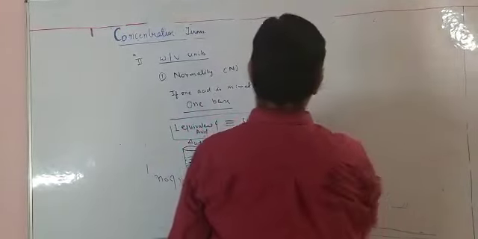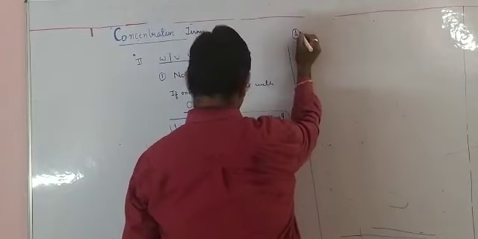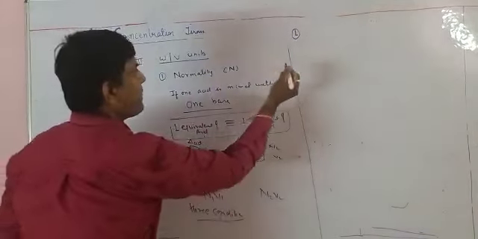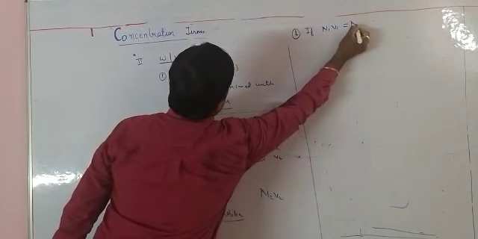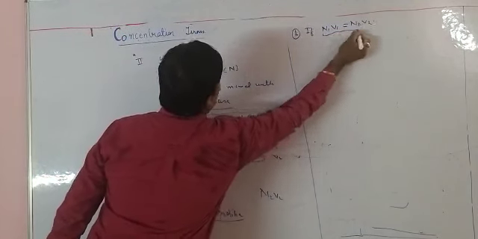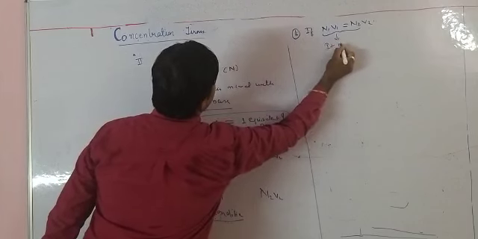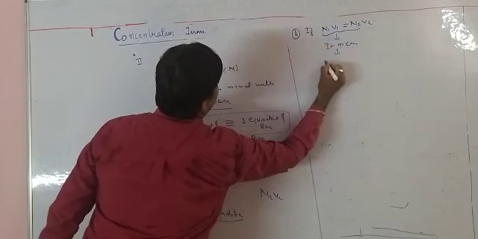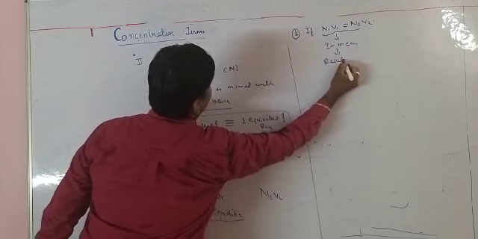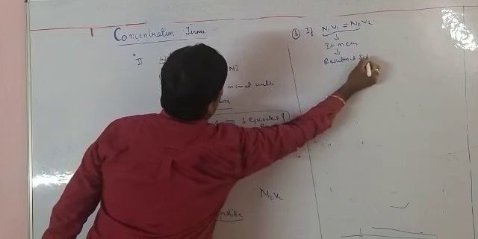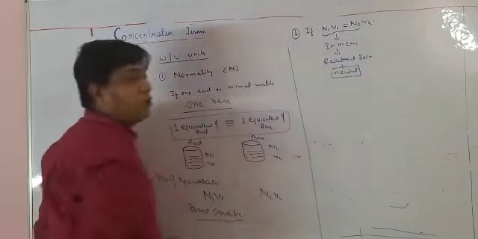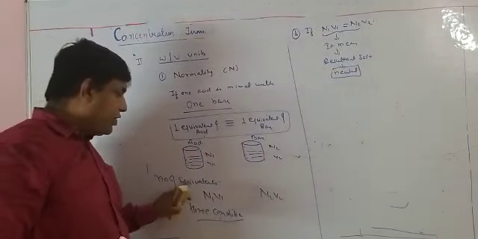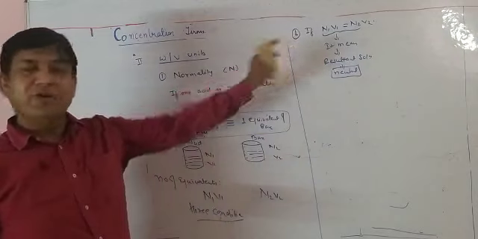First condition, first case: if N1V1 is equal to N2V2, what does it mean? It means the resultant solution is neutral. Why is it neutral? Because the number of equivalents of acid is equal to the number of equivalents of base.